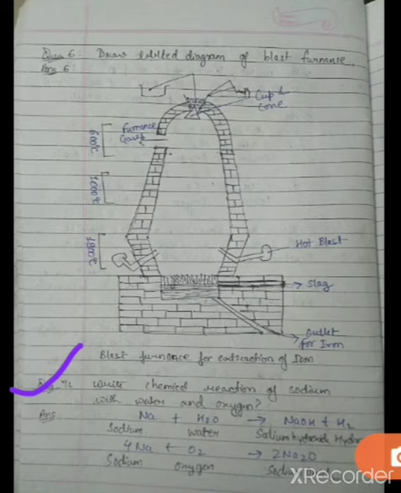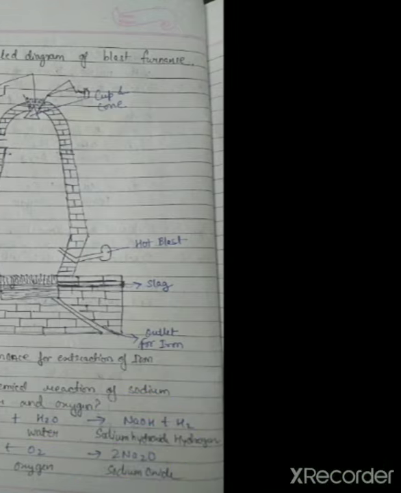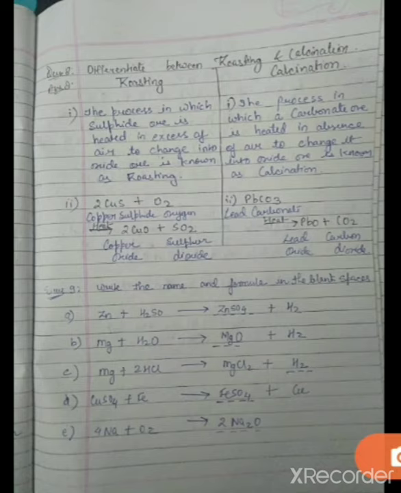Earlier also, students, we have discussed both of these questions: when sodium reacts with water, it forms sodium hydroxide along with hydrogen, and when sodium reacts with oxygen, it forms sodium oxide, that is Na2O. Question number 8 is: differentiate between roasting and calcination. I have given you this question earlier also, so you can write it from there or from here.